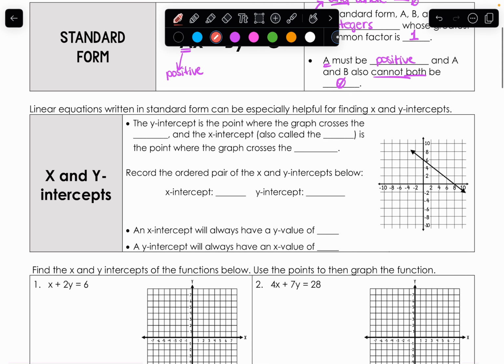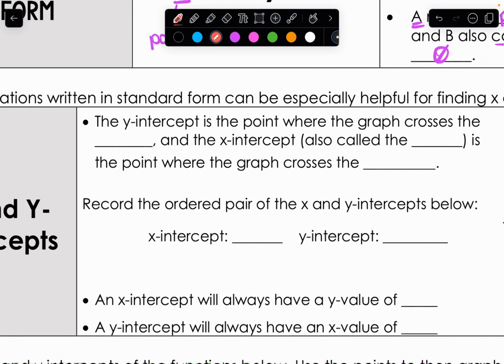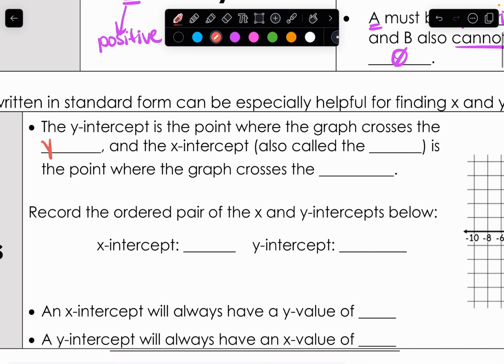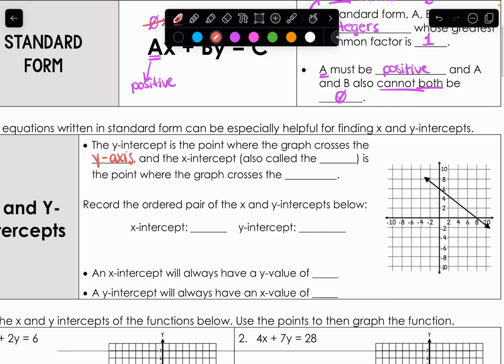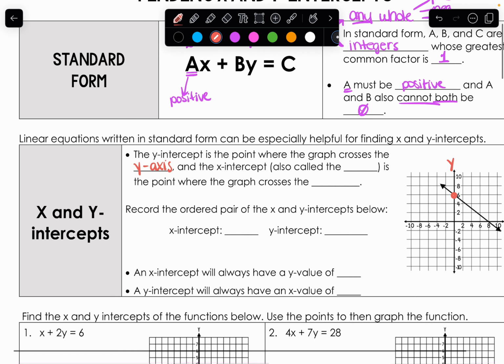Now, to actually calculate the x and the y-intercept, let's talk about those two features of the graph. The y-intercept is the point where the graph crosses the y-axis. In this graph right here, the y-intercept is the number 6. Words that we use for the y-intercept, things that we've gone over: it is the starting point.